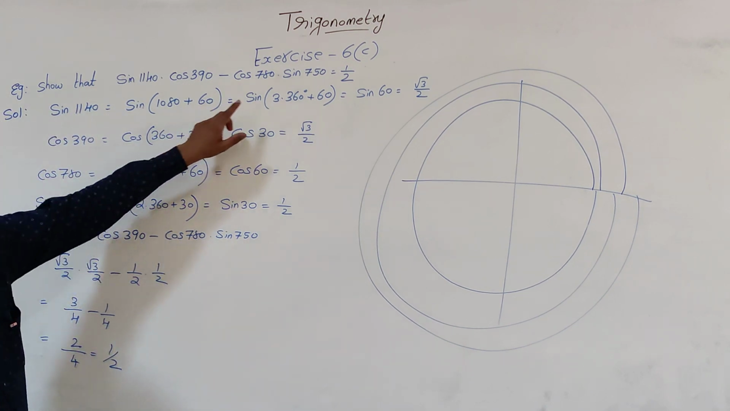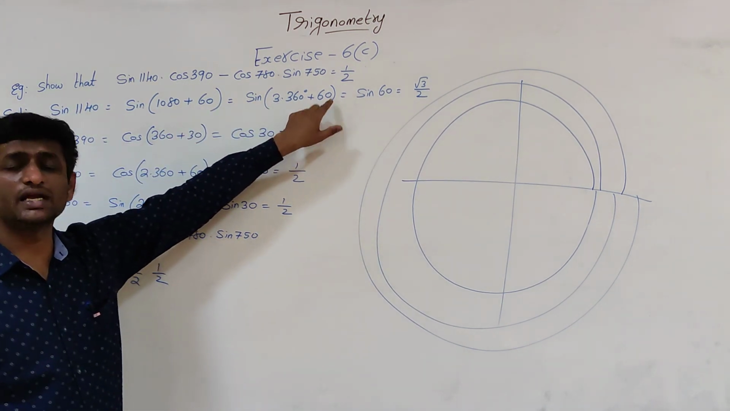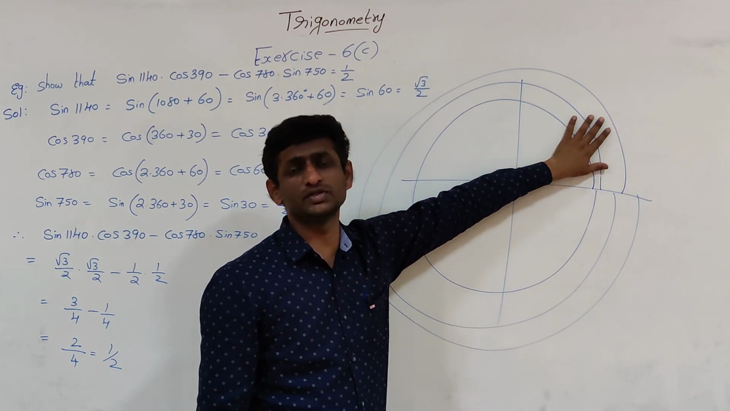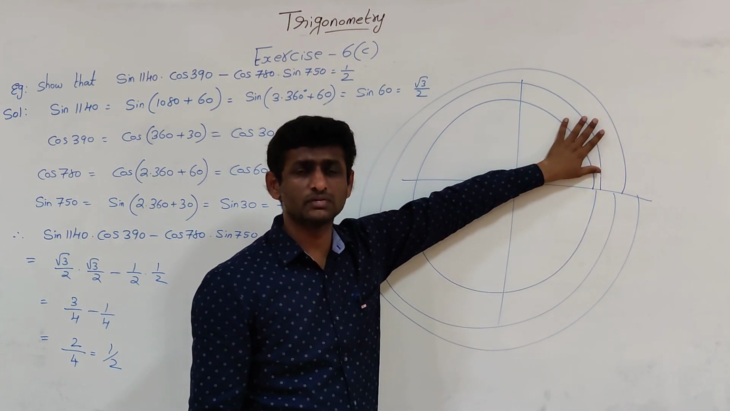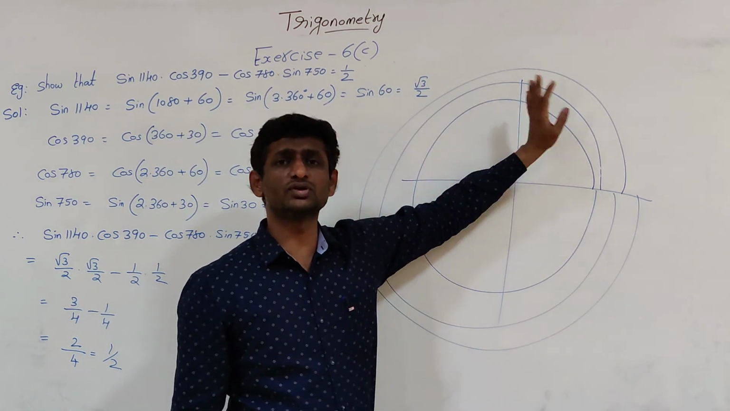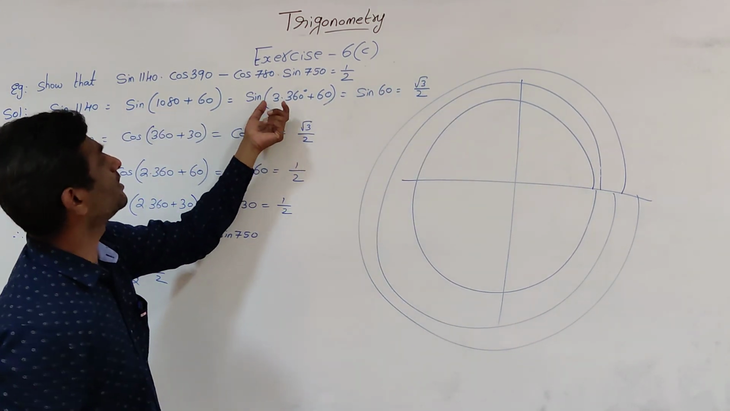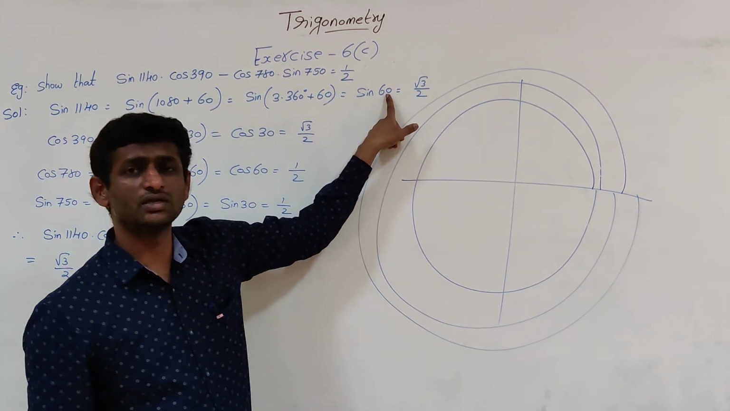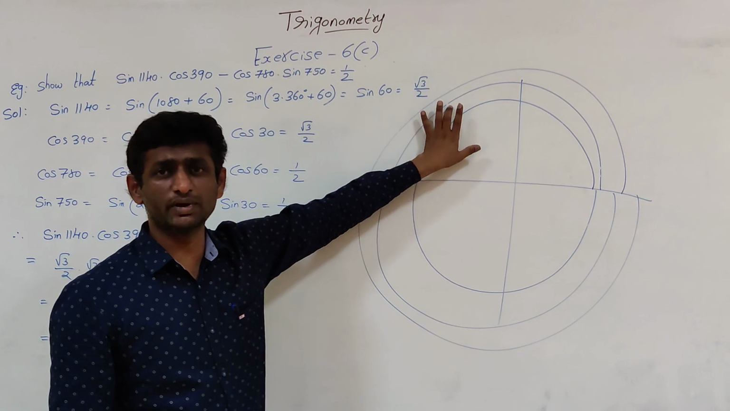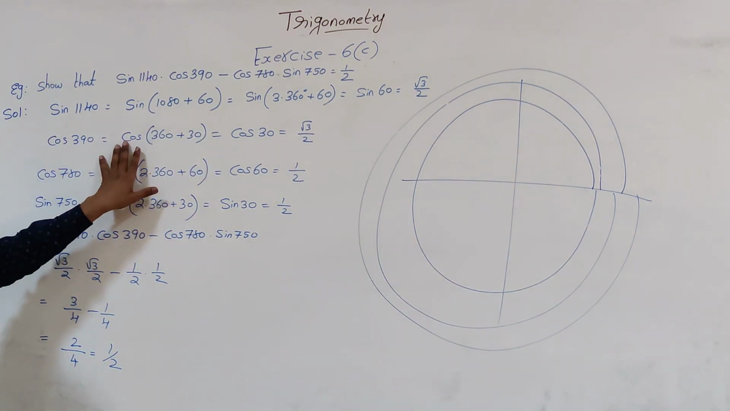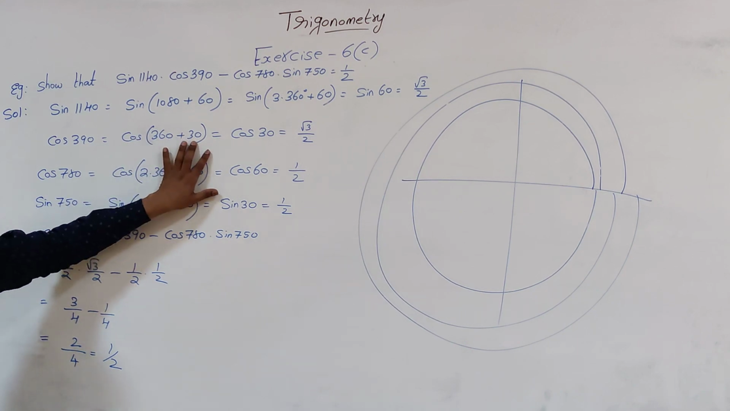So, 3 times 360 plus 60 lies in the first quadrant. In the first quadrant, all trigonometric ratios are positive, and since it is a multiple of 360, the trigonometric ratio does not change. So, sine of 3 times 360 plus 60 will be the same as sine 60. What is the sine 60 value? Root 3 by 2. Coming to cos 390, that can be written as cos of 360 plus 30.